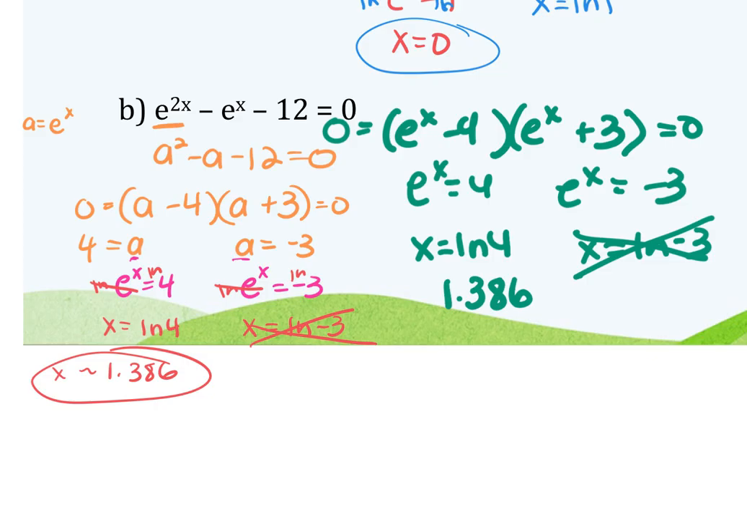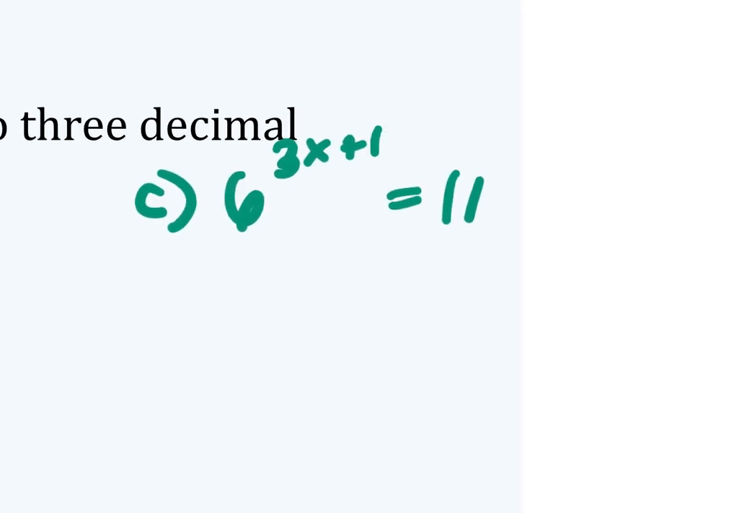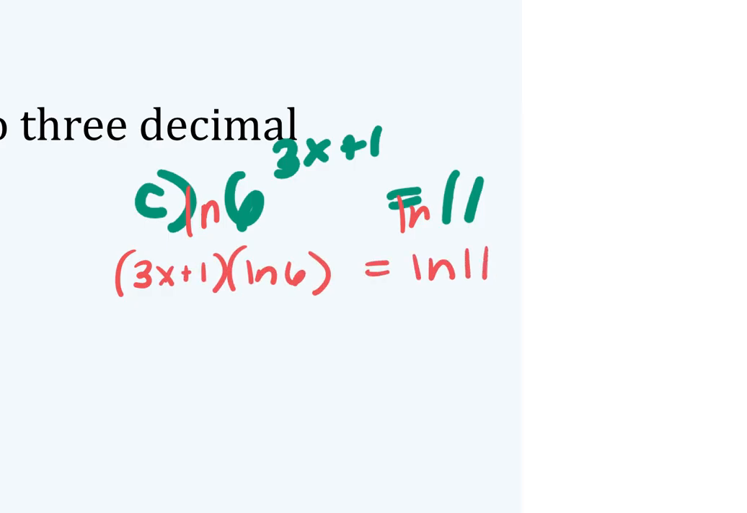The second part of this section, okay, so what are you going to do? These bases are not the same, yes? Can we change them so they can be the same? No. So what do? ln both sides. So it's ln of 6 to the 3x plus 1 and ln of 11. This time it's not ln of e, right? So this isn't just going to cancel out. But what can I do with the exponent? I can bump it to the front. So this becomes 3x plus 1 times ln of 6 equals ln of 11.